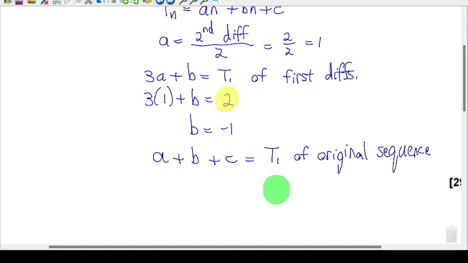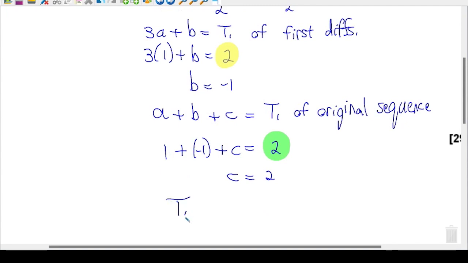Right. So, in fact, we know a is 1. We know that b is minus 1. So plus c, and we know that that is 2, the first term of the original sequence. There's only one variable left in there, and that's c. So we get a final answer of 1n squared minus n plus 2, and there it is.